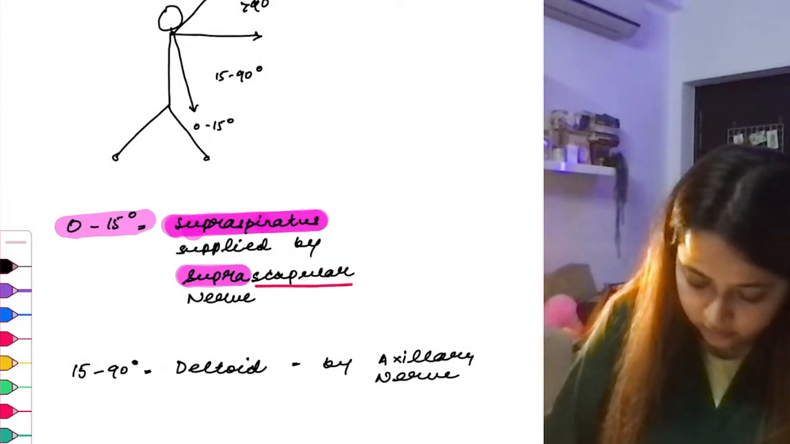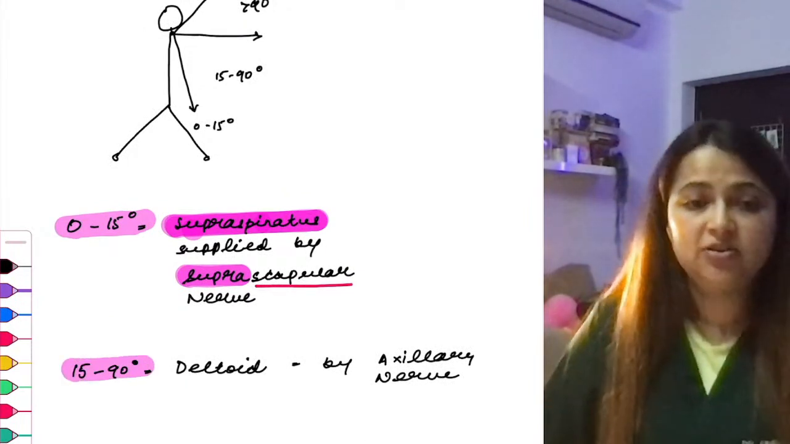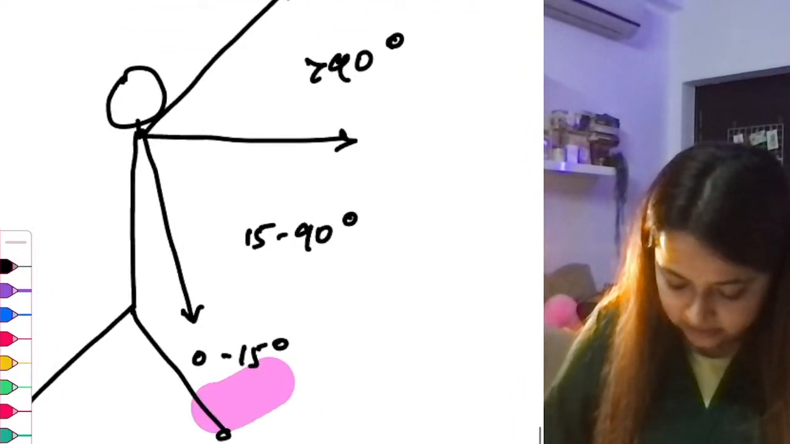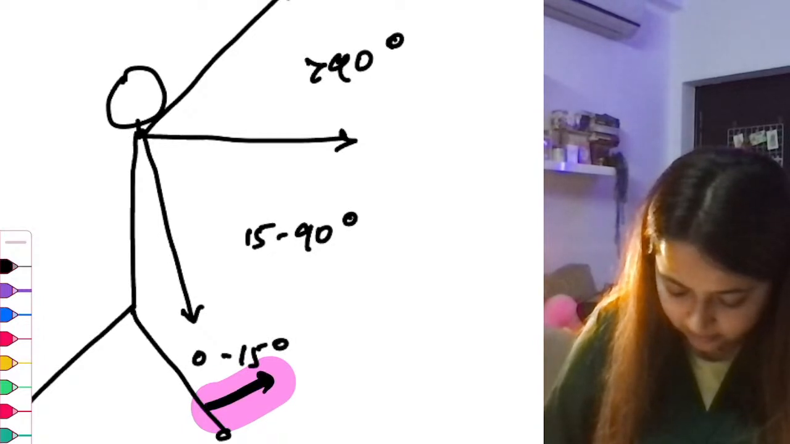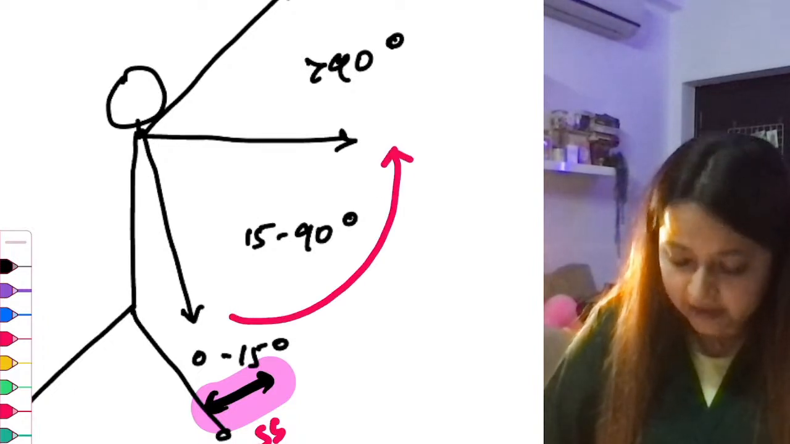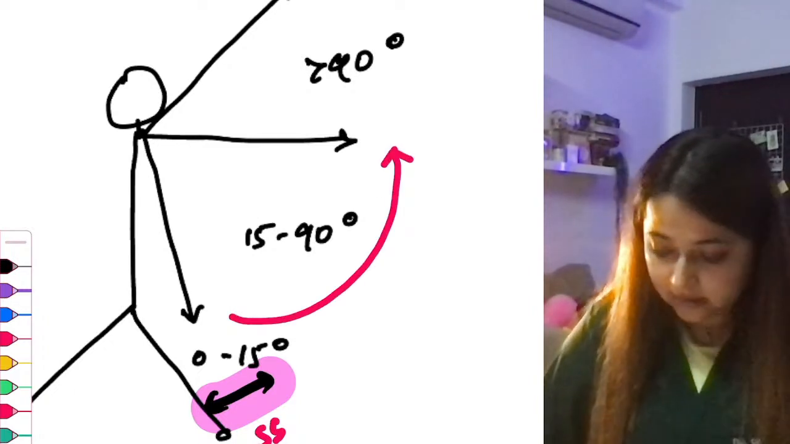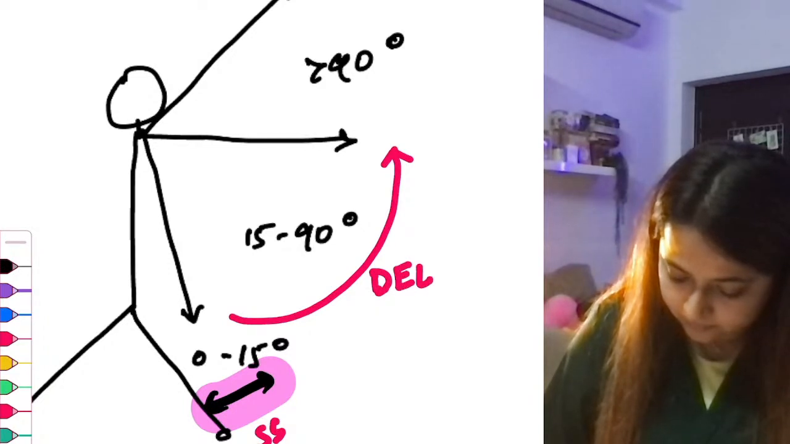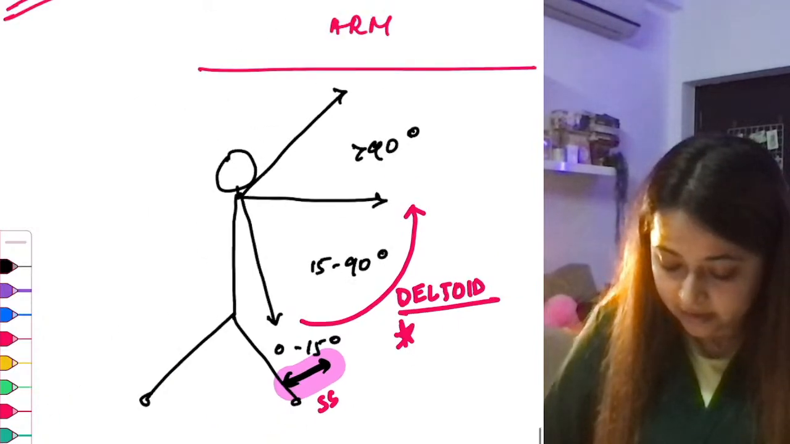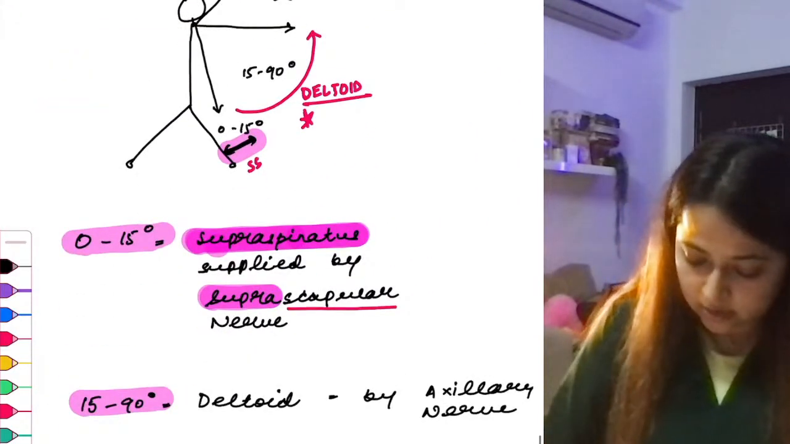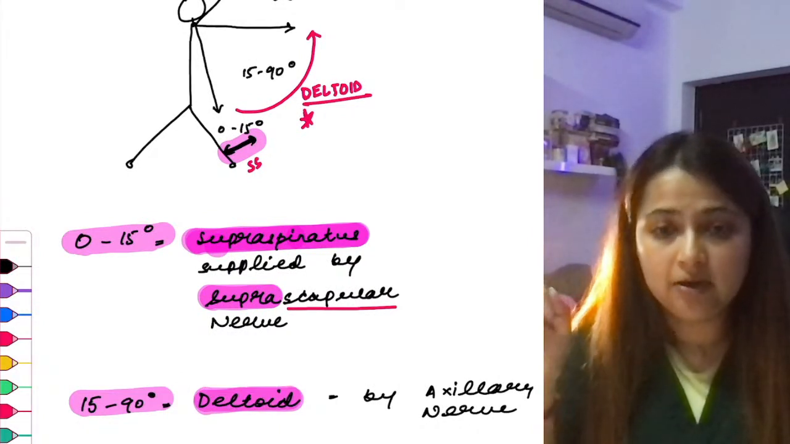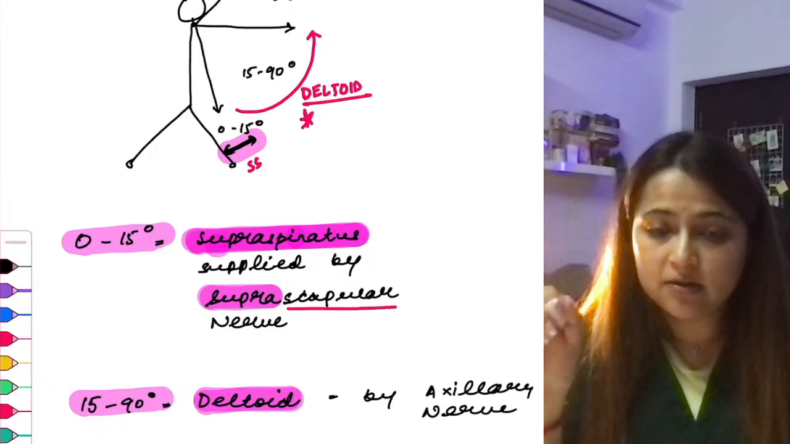Then talking about 15 to 90 degree of abduction. This is also very important. So if you look at this picture, the initial 15 degrees, they are being done by supraspinatus. But the 15 to 90 degree arm abduction, okay, that is being done by deltoid muscle. So know this point. And you already know that deltoid is a muscle that is being innervated by the axillary nerve.